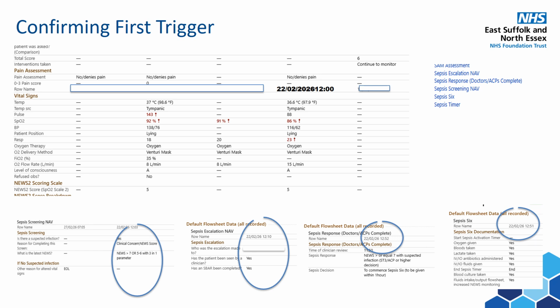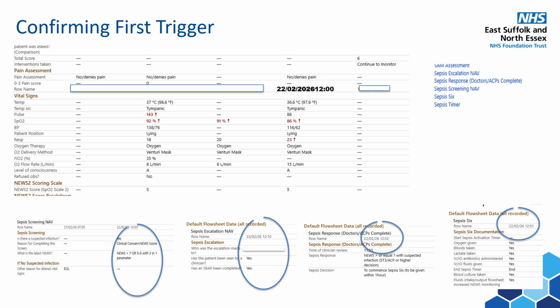In this example, the patient's first trigger on the ward occurred on the 22nd of February 2026 at 12 p.m., which we consider as our time zero for this audit. If you look at the sepsis screening, the patient was actually screened twice. However, the first screening completed at 12:03 on the same date is the one that we would record as compliant for the audit. The nurse escalated the patient at 12:10, the doctor responded at 12:52, and all the elements of the sepsis 6 were completed by 12:51.